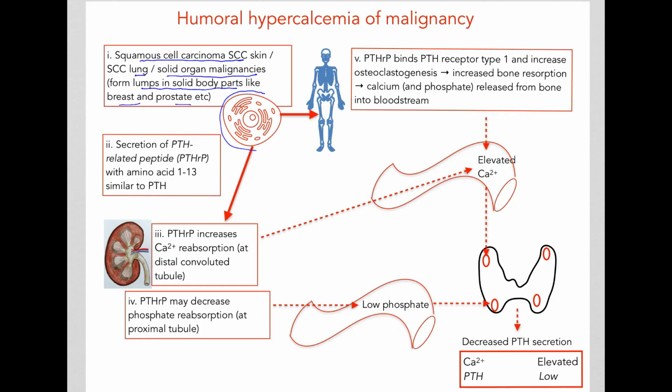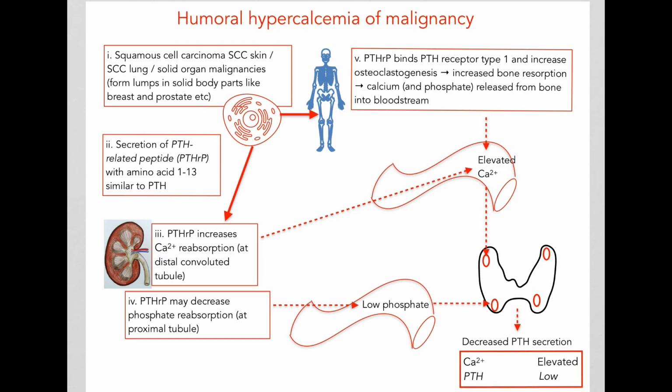These cancer cells release a protein called PTH-related peptide, or PTH-RP. This PTH-RP has amino acids 1 to 13 that are very similar to PTH. This PTH-RP that is released by these cancer cells will go to the kidneys and increase calcium reabsorption, especially the distal convoluted tubule, and this is going to lead to elevated calcium or hypercalcemia.